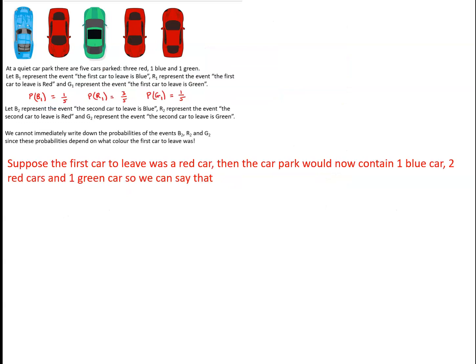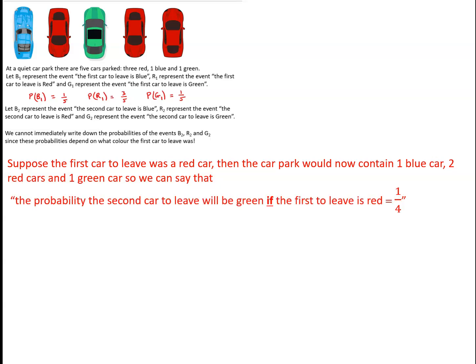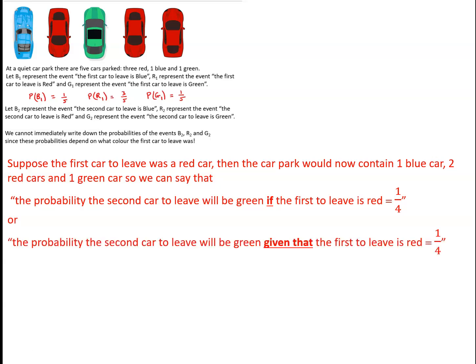So, if we suppose that the first car to leave was a red car, then the car park would now contain 1 blue car, 2 red cars and 1 green car. So we could say that the probability the second car to leave will be green if the first car to leave is red will be 1/4. Or we could express that as the probability the second car to leave will be green given that the first one to leave is red is 1/4.